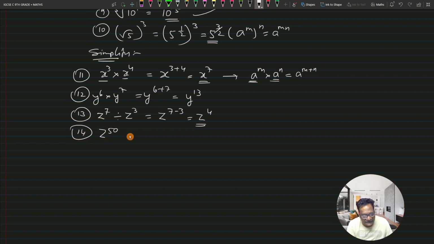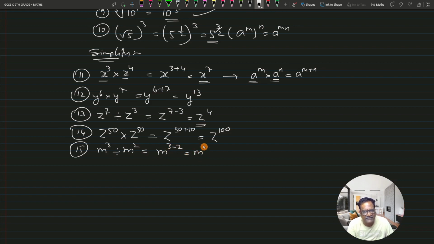Z raised to 50 multiplied by z raised to 50. Now because the bases are same, z, you can write z as common, and 50 plus 50, so this is working out to z raised to 100, right? Next, 15th, it is m raised to 3 divided by m raised to 2. Now because it is division, it will be m raised to 3 minus 2, that is m raised to 1. So this you can write just as m. You can ignore this 1.